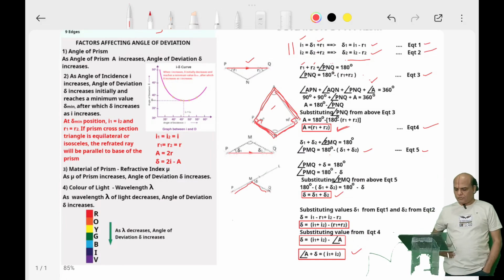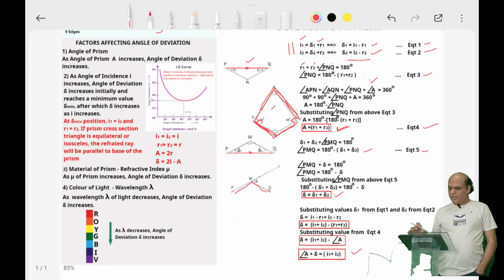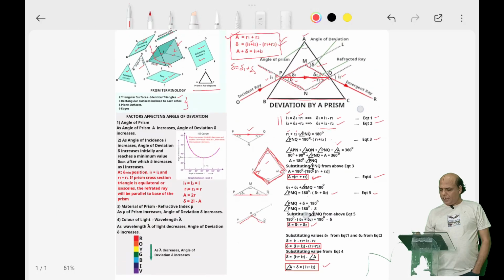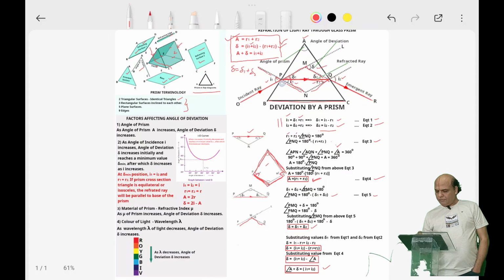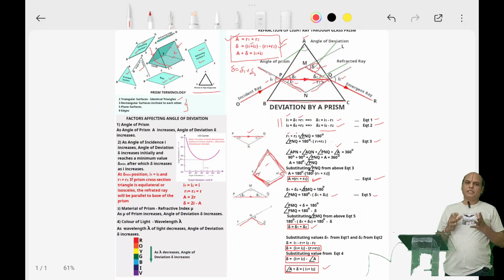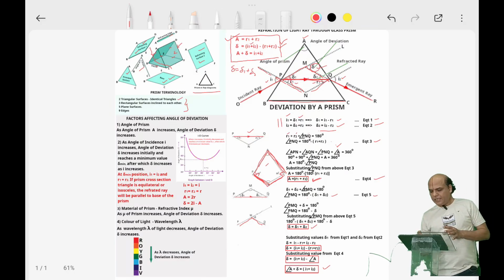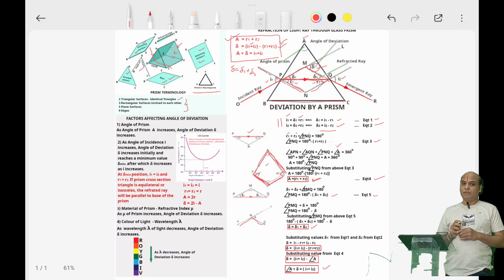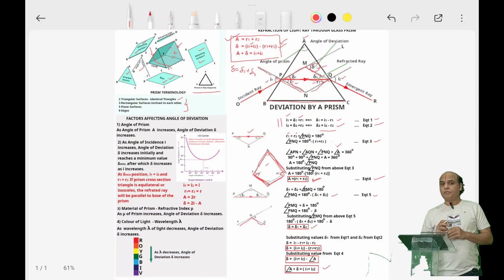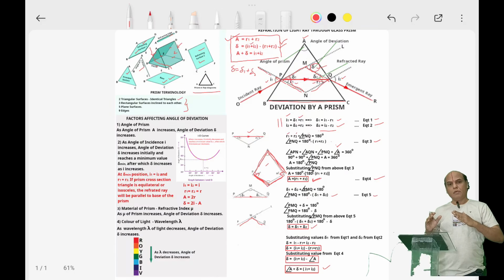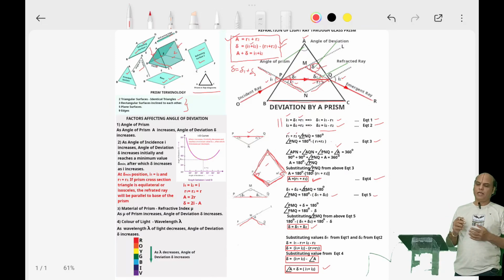Understood? Let's move further. So what are the factors that affect this final deviation? The incident ray has been finally deviated by an angle of deviation delta. So what are the factors that affect this angle of deviation? If we increase the angle of incidence, what will happen to the angle of deviation? If we take another prism with more or less angle of prism, what will happen? Then if we take various different colors of light, what will happen? We'll see.